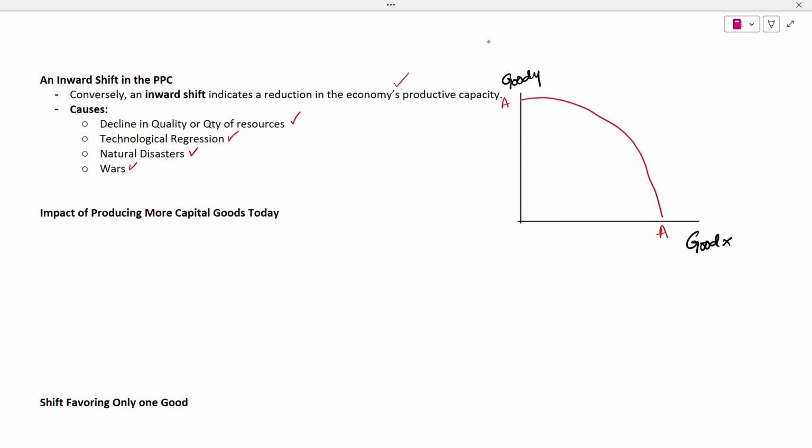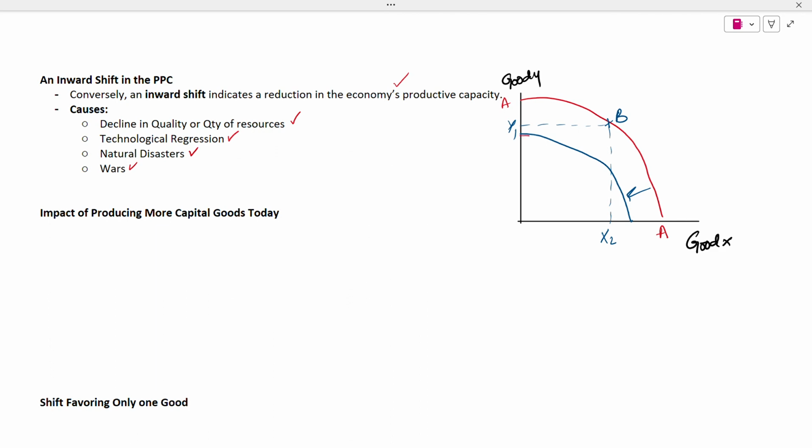And if we talk about the combinations that are currently being produced, let's say that the economy is producing at point B, where they are producing some certain quantities of good Y and good X. Due to these factors, and if an inward shift occurs, what will happen is that your production possibility curve will now shift inwards, and now you are not able to produce the same amount of goods and services that you previously could.